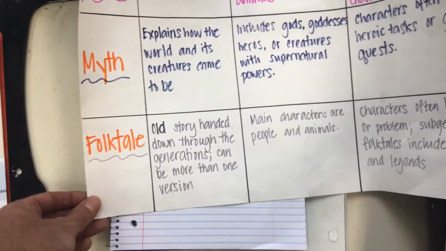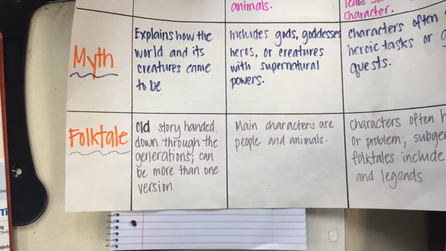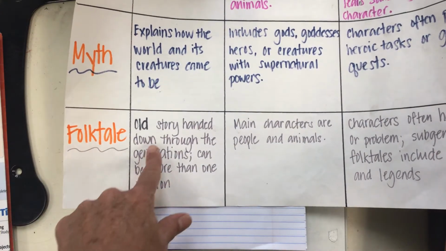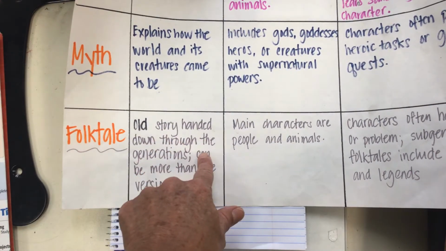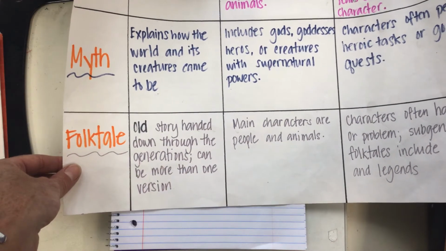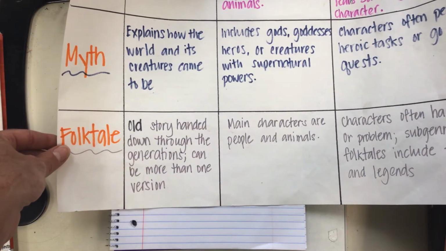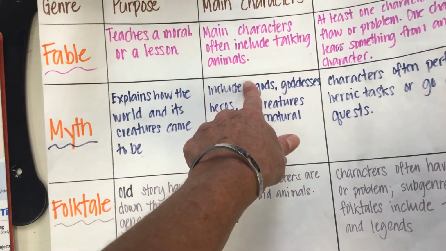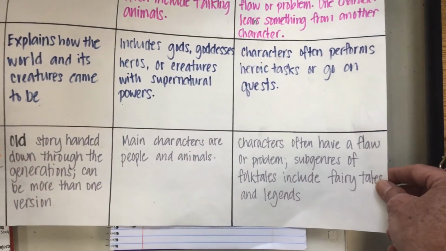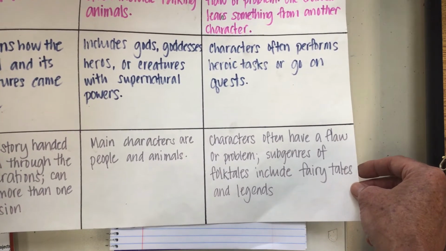The last genre that we're going to be working with in this TCR is folk tales. So folk tales are a little bit different because they're old stories handed down through the generations, and there can be more than one version. And folk tales, the main characters are people and animals. They don't necessarily talk, as in fables. Fables are the talking animal ones. And then the themes in folk tales, the characters often have a flaw or a problem.